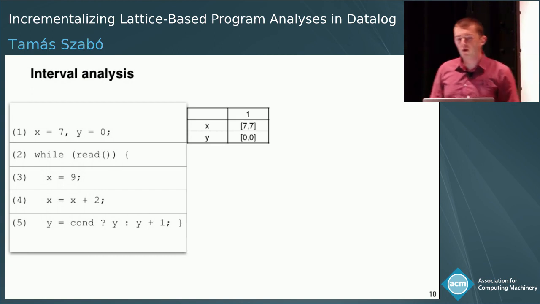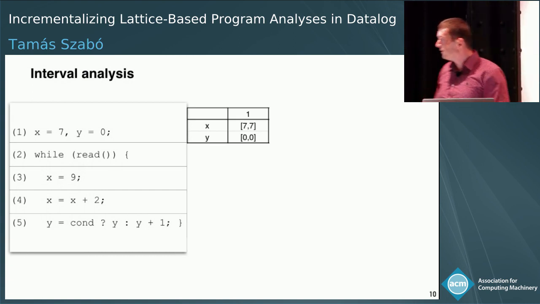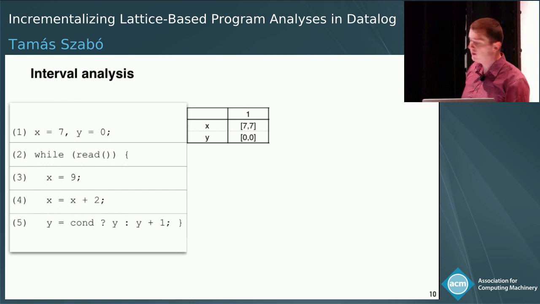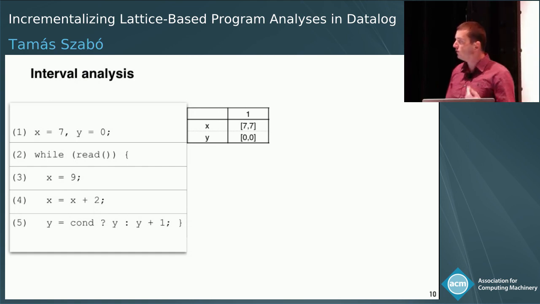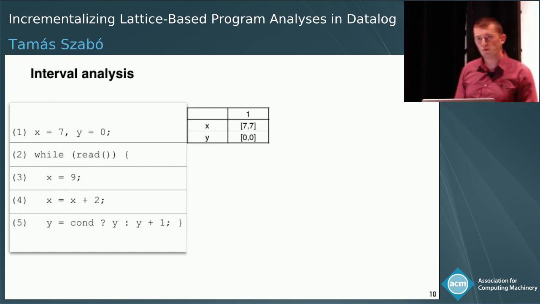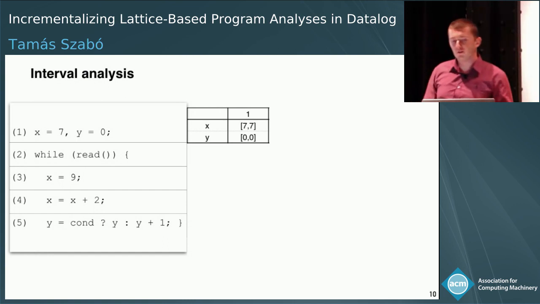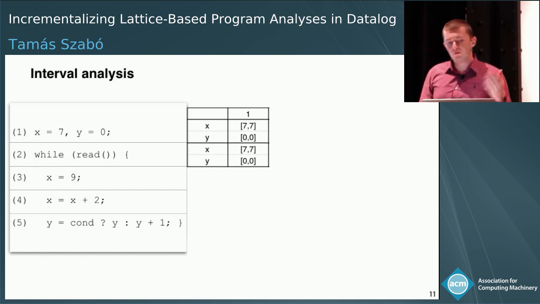So a typical evaluation goes like this. We start at the first statement. We are abstractly interpreting the effects of these assignments in the interval domain. This means that we assign the 7, 7 interval to x and the 0, 0 interval to y. Then from here, this gets propagated. And then also we do one round in the while loop, so we get these intervals.